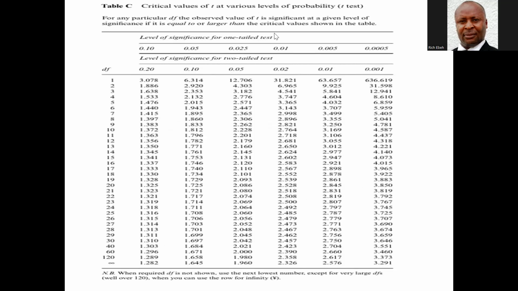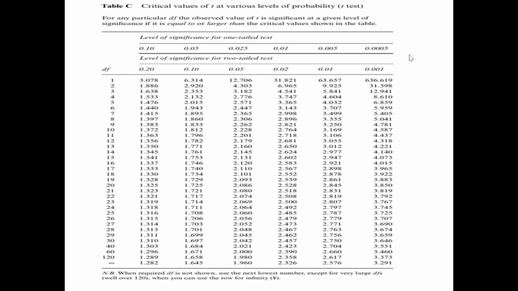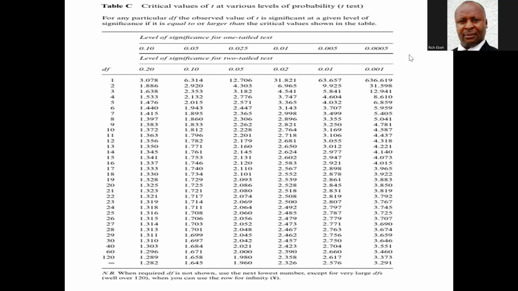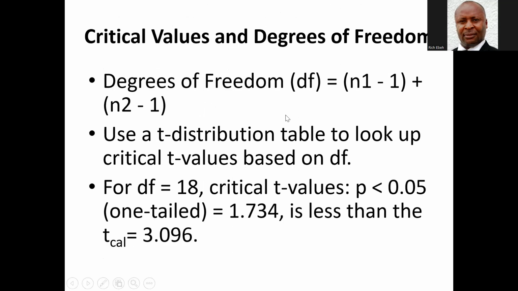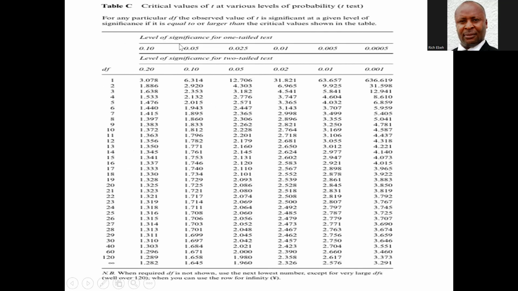Level of significance for one tail test should be 0.05. If you have not got the method of checking this, please go to the paired sample T test, where you'll get a better explanation of how to arrive at that. But it's simple. I will show you here: level of significance for one tail test, 0.05.